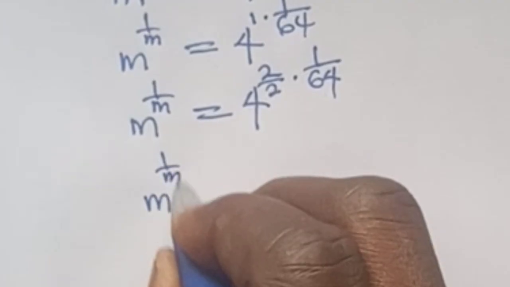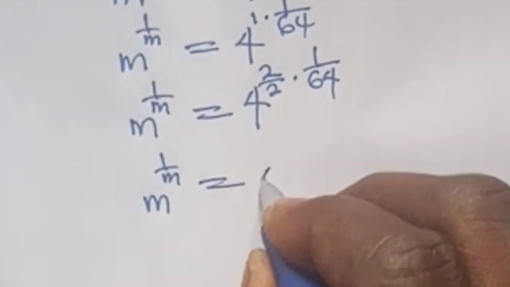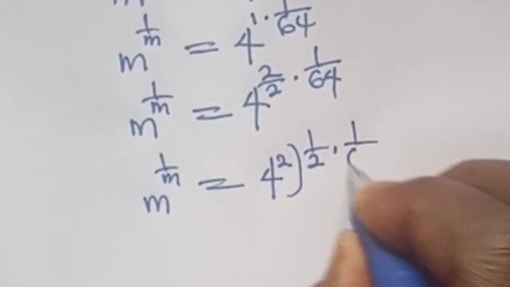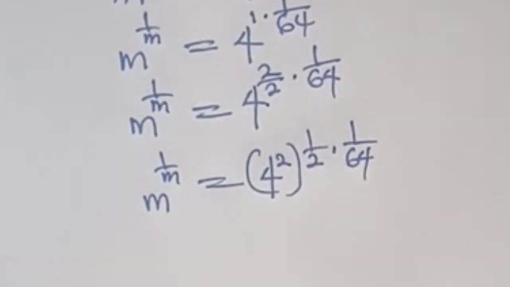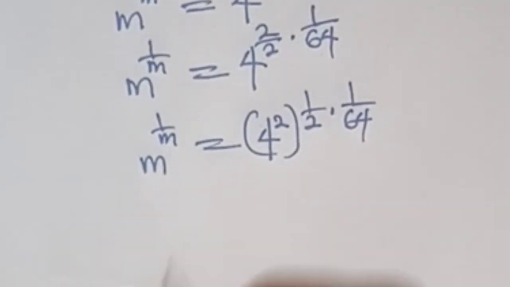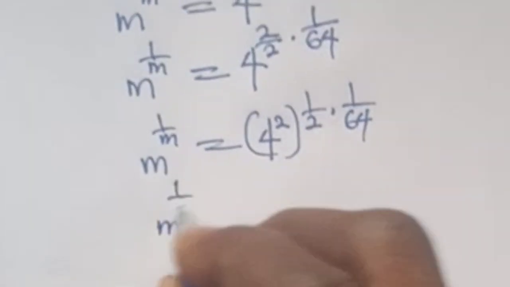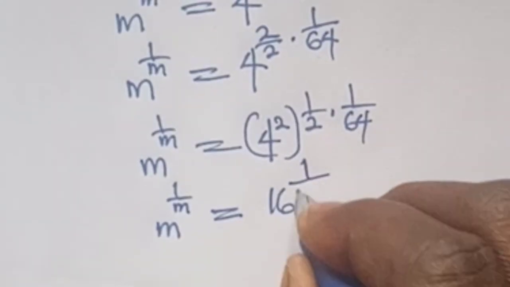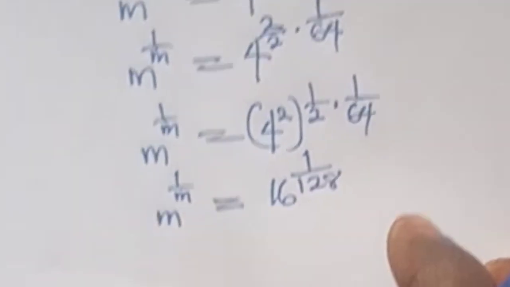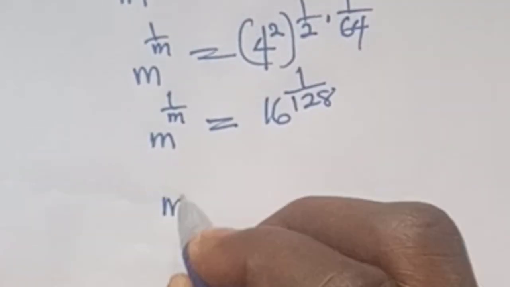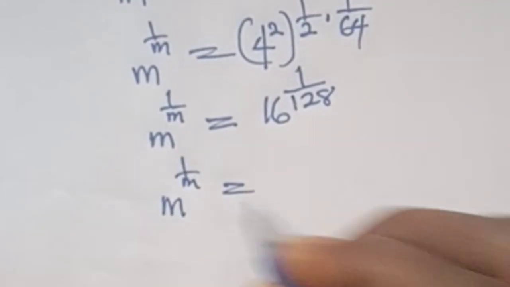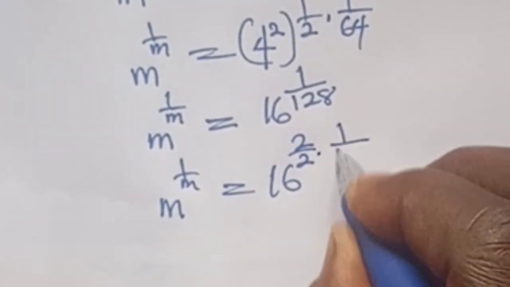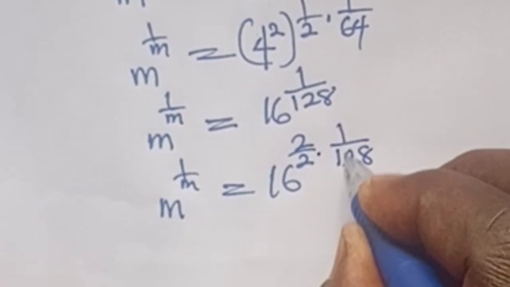m to the power of 1 over m equals 4 to the power of 2, to the power of 1 over 2 times 1 over 64. Close this bracket. Here, if we do this well, we have m to the power of 1 over m equals 16 to the power of 1 over 128. At the next line, we have 1 over m. Again, 16 to the power of 2 over 2 times 1 over 128.